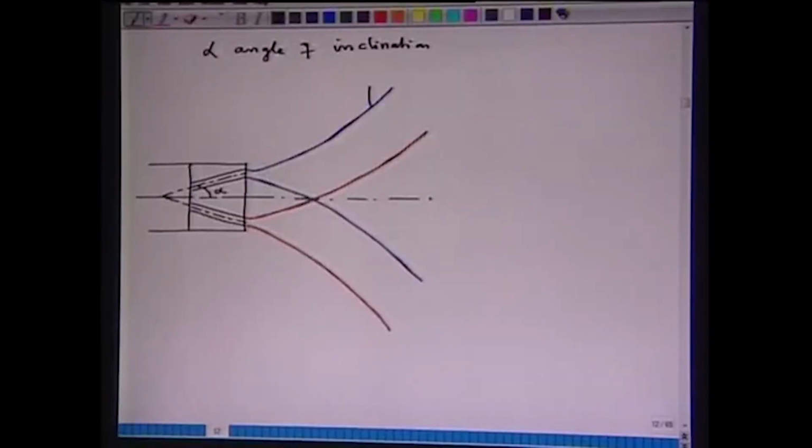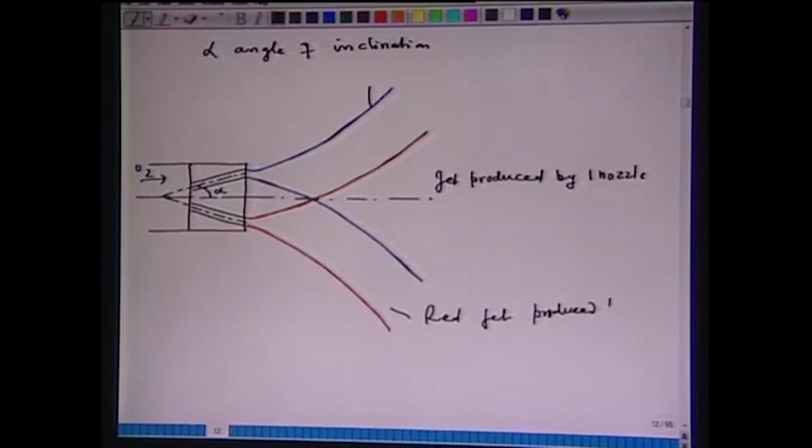So, in this figure I have shown how the angle of inclination affects the jet coalescence. In this particular figure, the flow of oxygen is coming in this direction, and this blue one is the jet produced by one nozzle, and the red one is the jet produced by another nozzle. So, you can see how both the jets are coalescing just downstream of the nozzle.